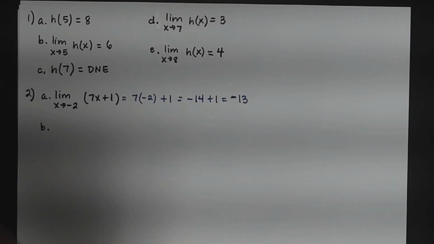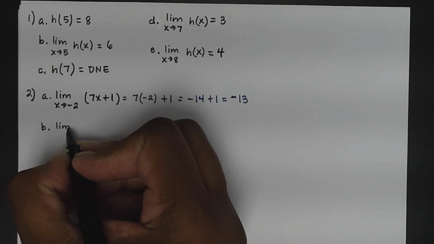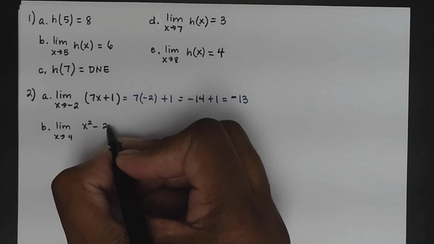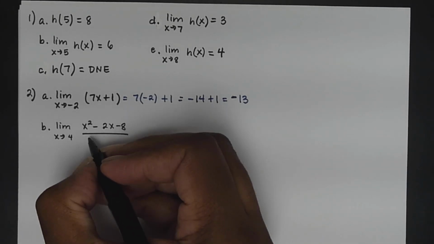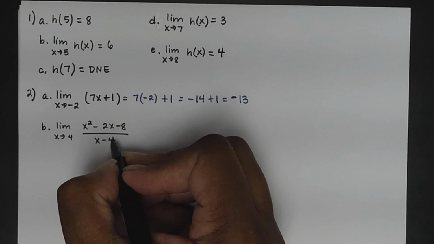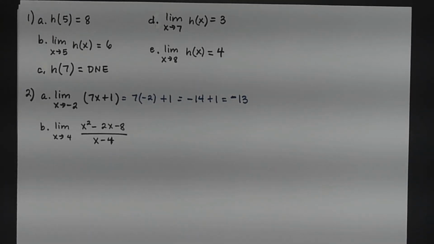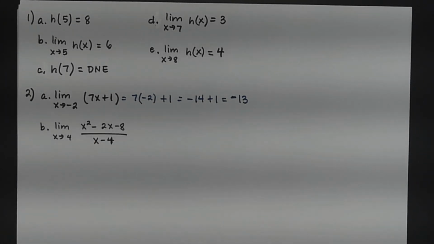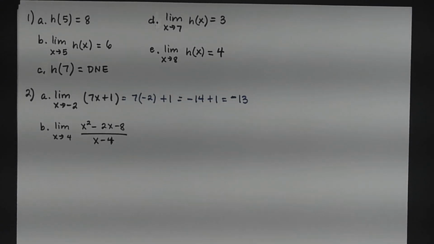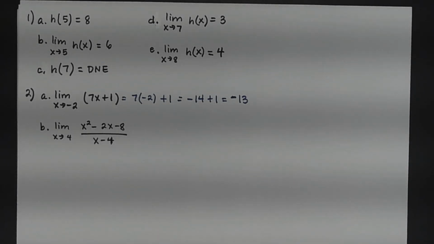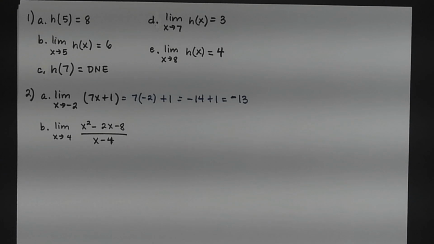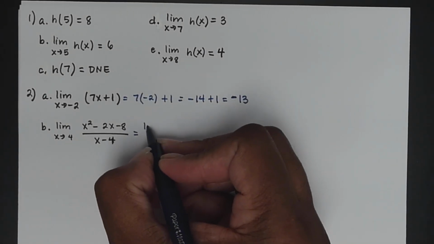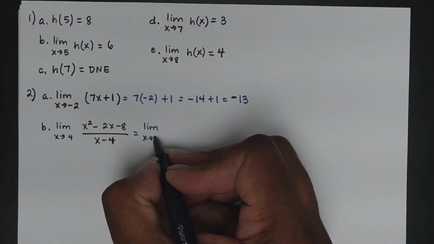In part B, we have the limit as x approaches 4 of x squared minus 2x minus 8, all divided by x minus 4, and I want to find its limit. Well, the problem is if I do direct substitution, I'm going to end up with a 0 in the denominator. So what I'm going to try to do here is factor wherever possible and divide out those common factors. That way I will be able to take the limit as x approaches 4.